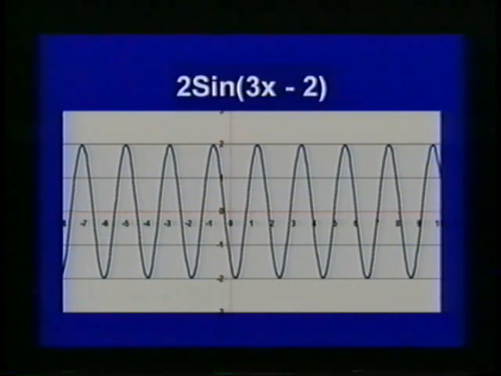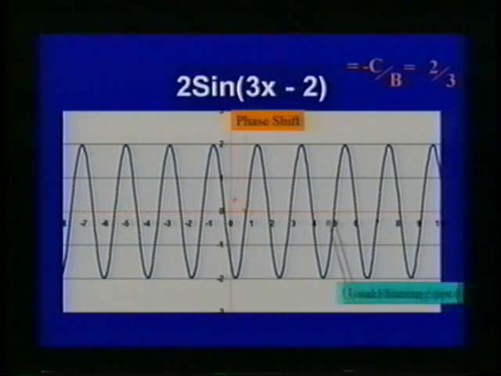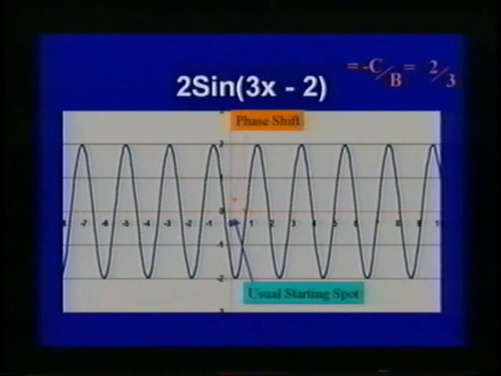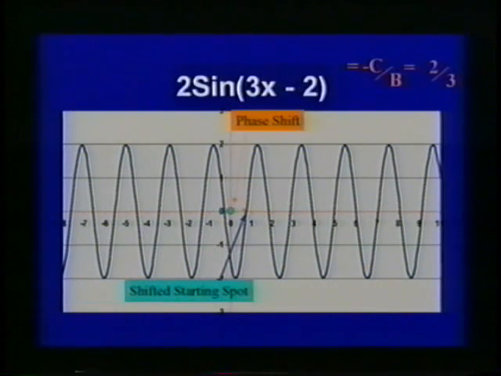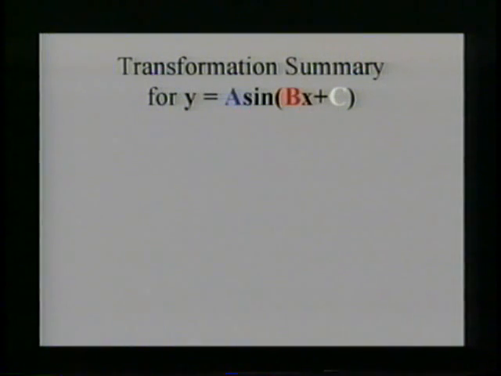Okay, how about another one? What's the phase shift in this one? Well, you can see it there. Minus c over b would be minus of negative 2 over 3, which would end up being 2/3. Did we do that in this case? Normally it would start at 0. The sine normally starts at 0, but it started over here. It shifted 2/3.